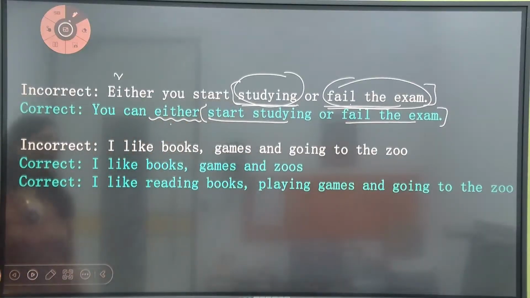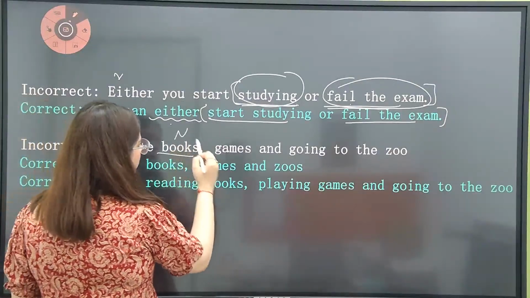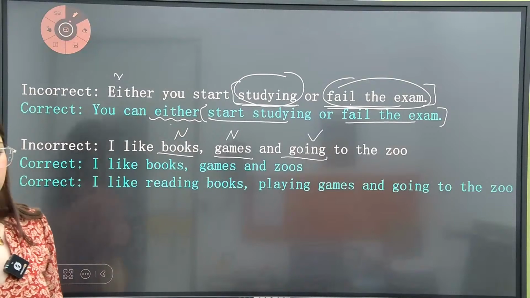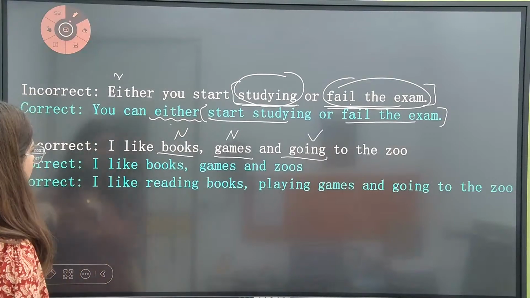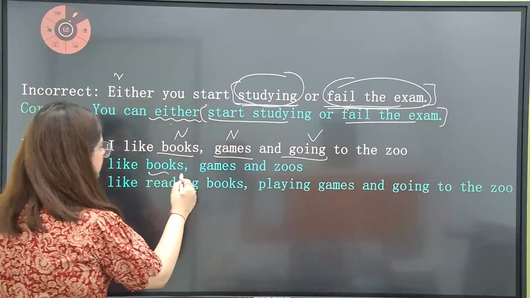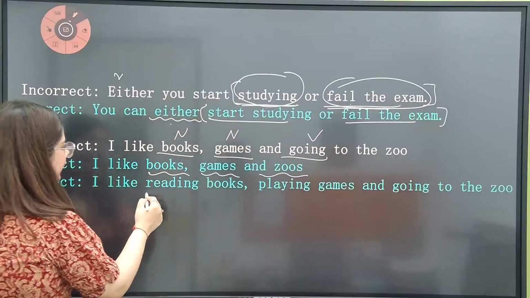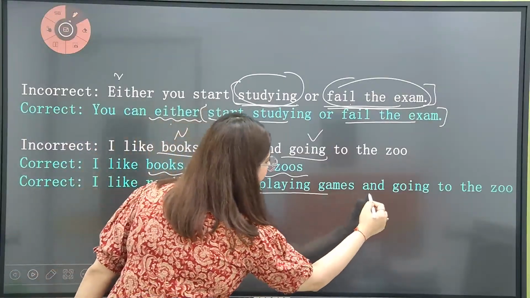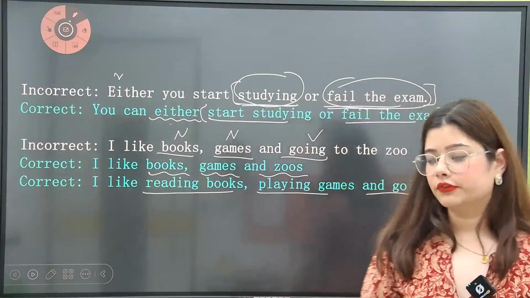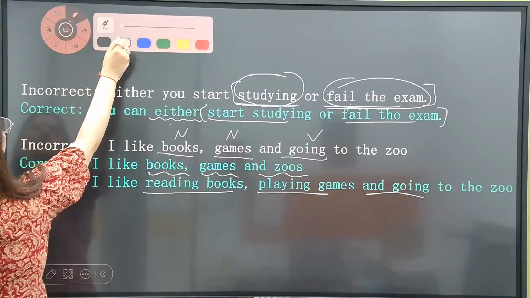Next, I like books, games, and going to the zoo. Noun, noun, verb. So we'll try to change all the parts into nouns. So I like books, games, and zoos. Or I like reading books, playing games, and going to the zoo. Right? These are the two choices that we have.